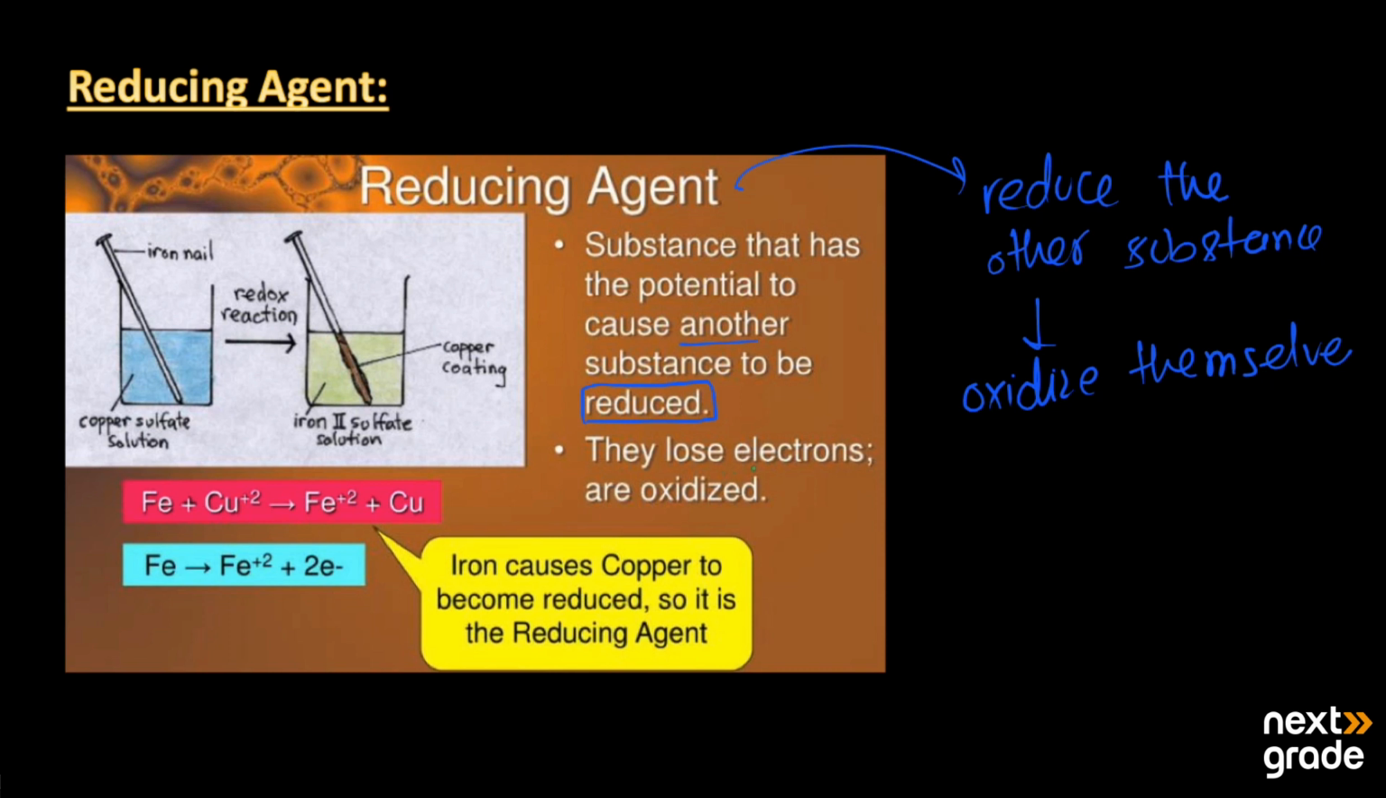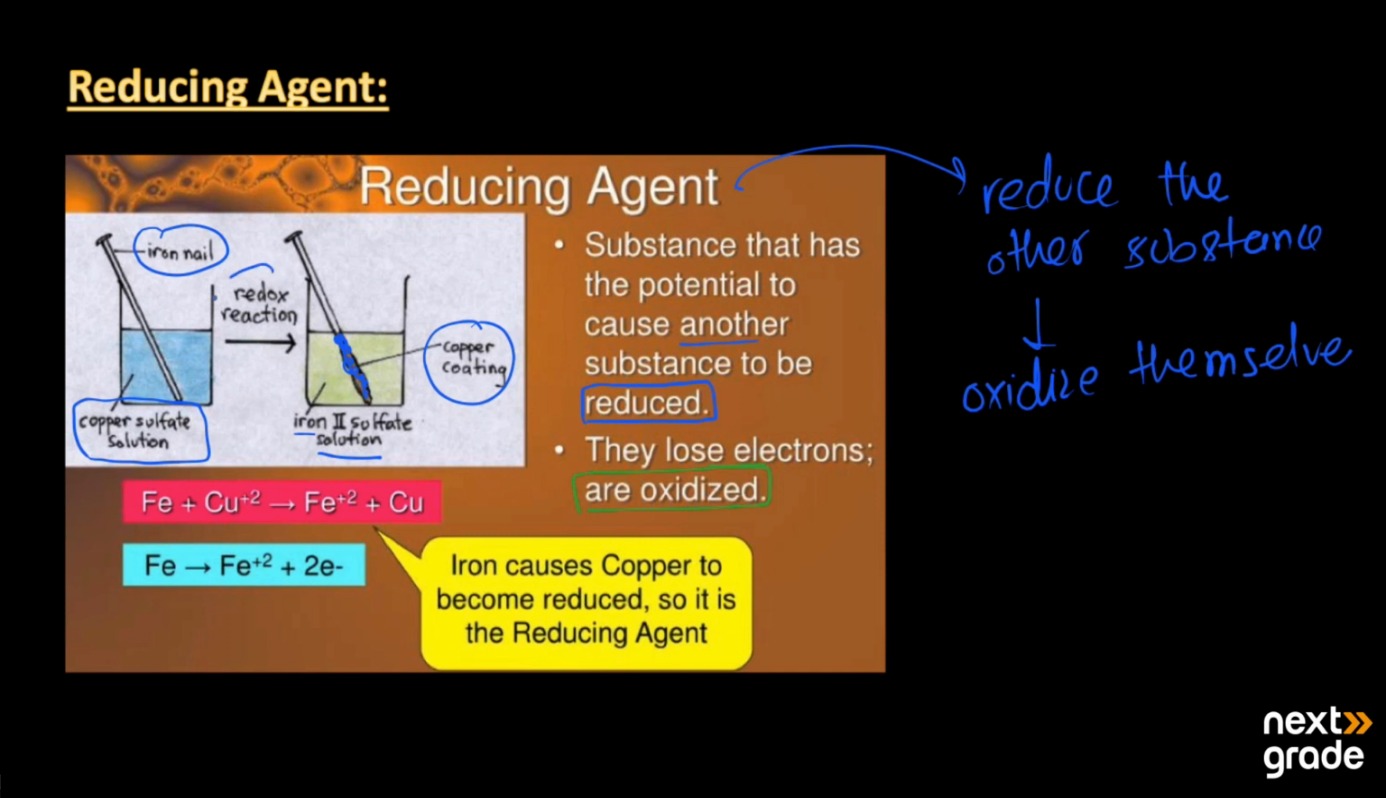For example, they lose electrons, then they are oxidized. It means the oxidation process takes place. Likewise, in this picture you can see an iron nail dipped into copper sulfate solution. After some time, the solution forms iron sulfate solution, and there is a copper coating on the iron nail. So the color of the solution also changes from blue to green.